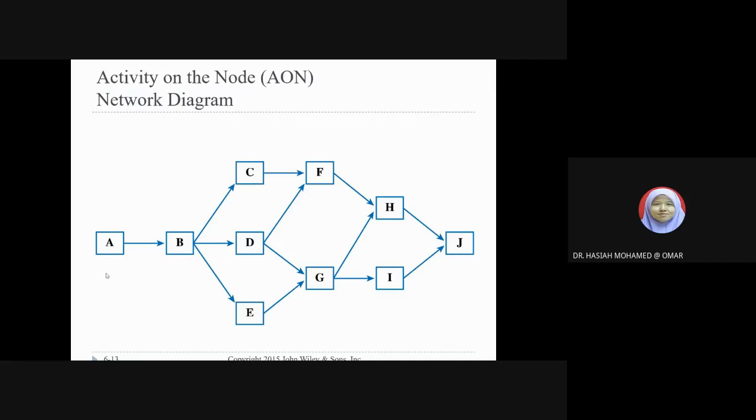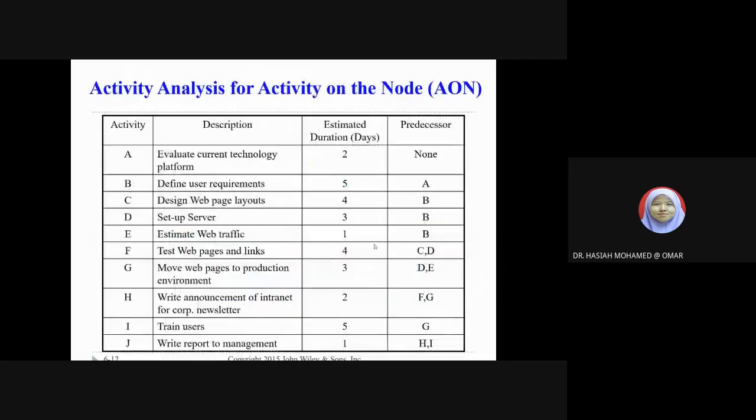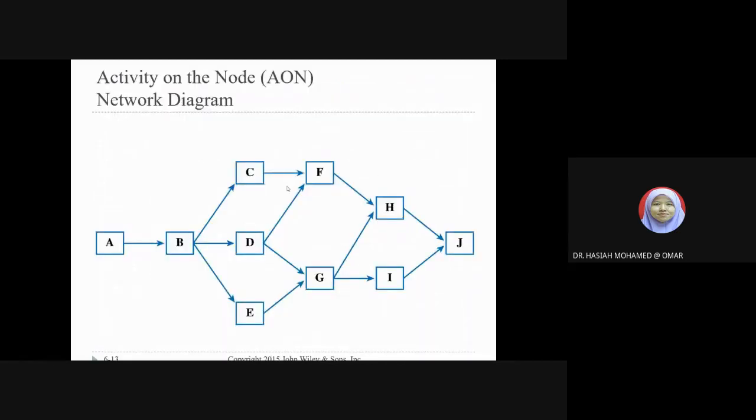So we have activity A, no previous activity before A. And once A completes, we have the activity B. And once activity B completes, we can either start with activity C, D or E. So you can see from this table. Okay. C, D and E can be started when we complete the activity B. Okay, so the rest it will depend.